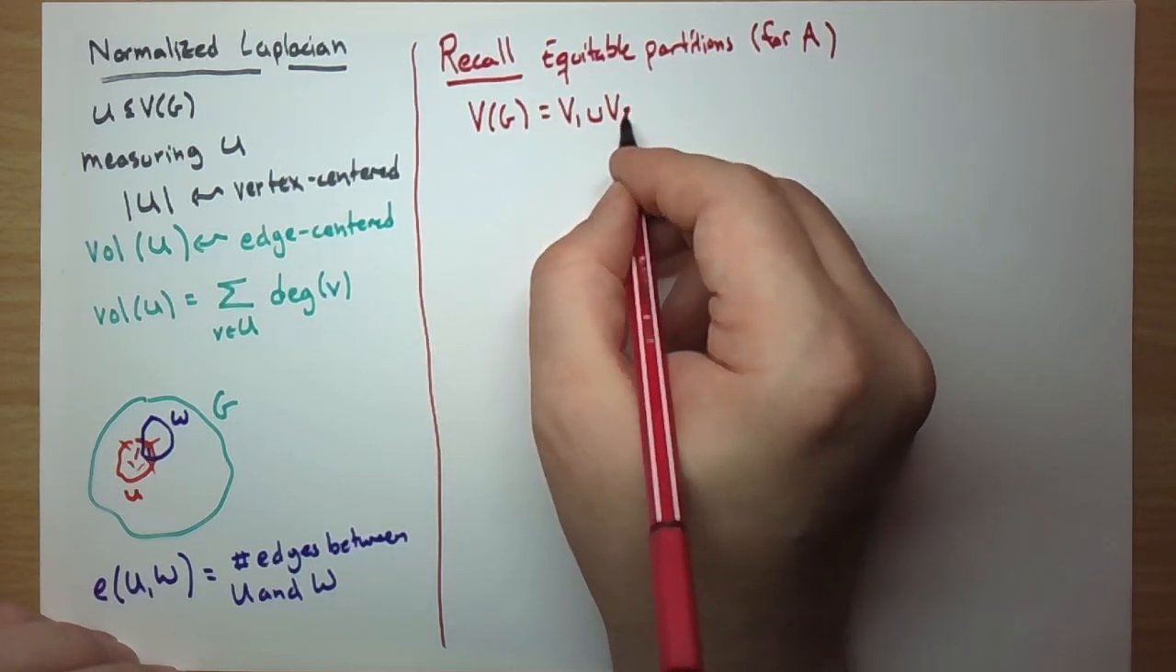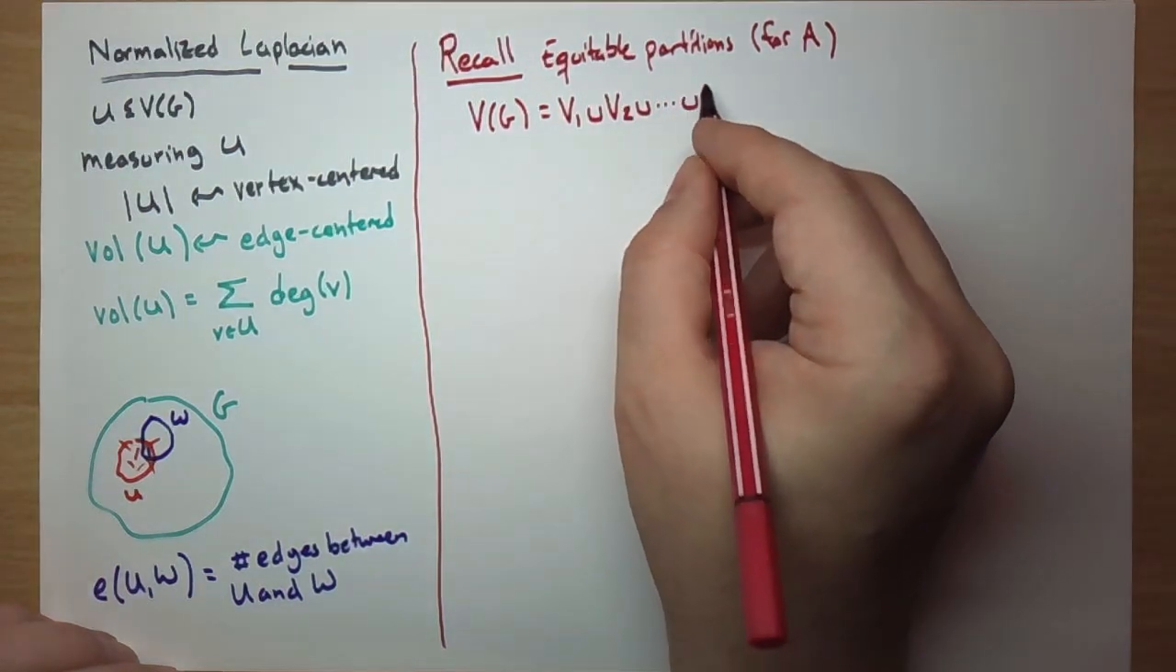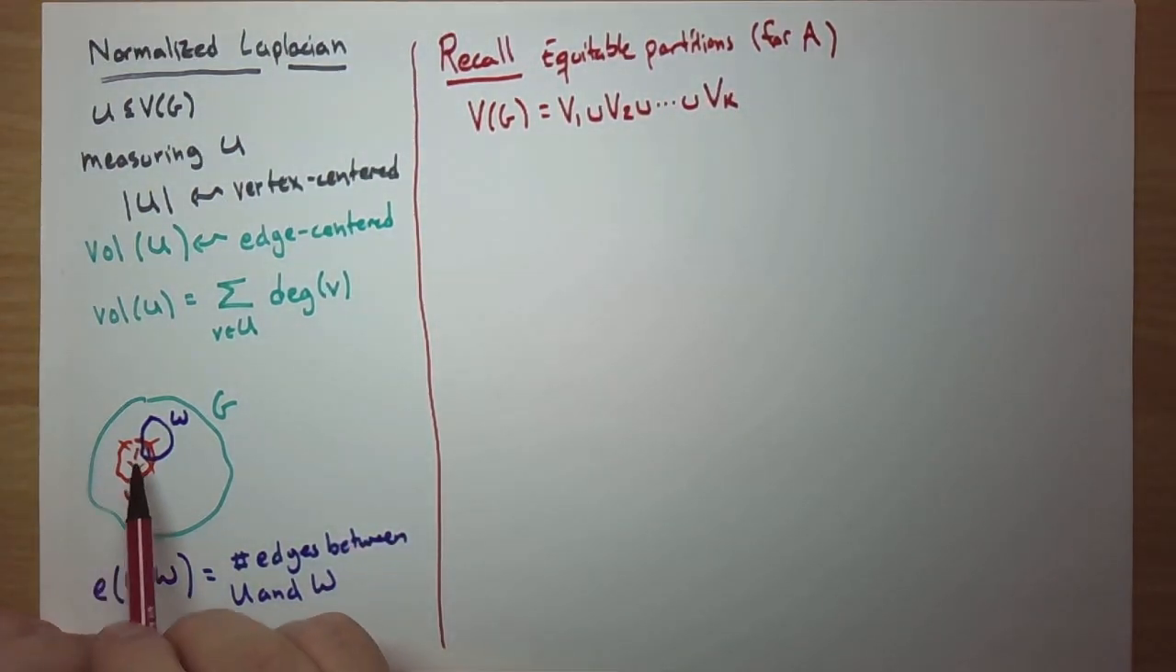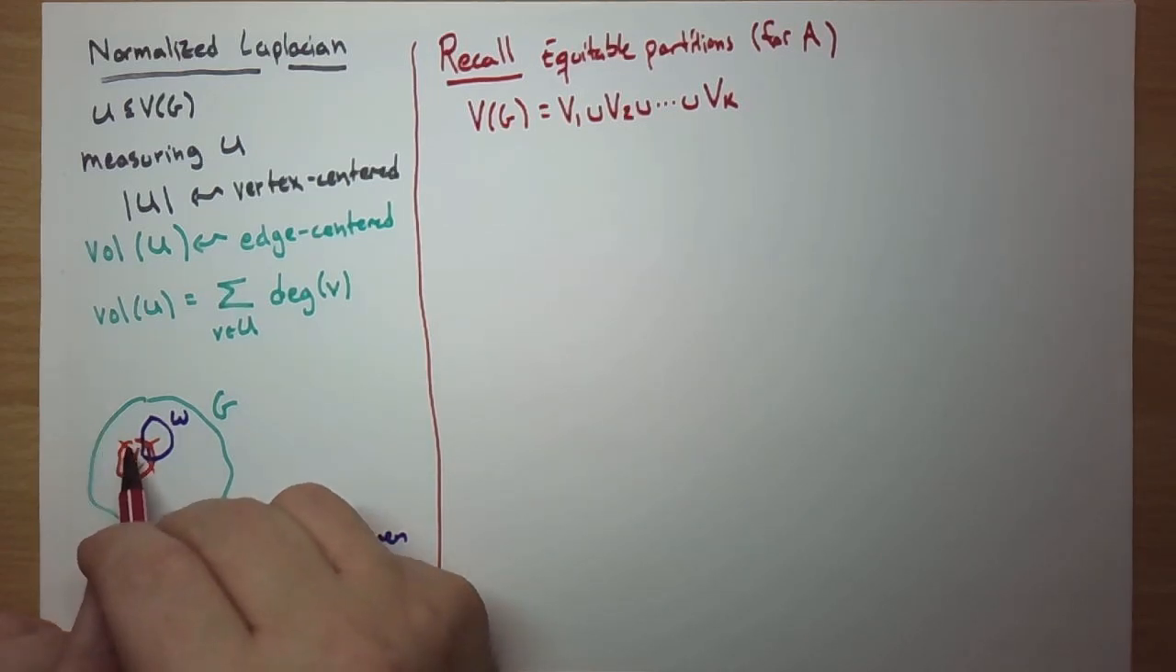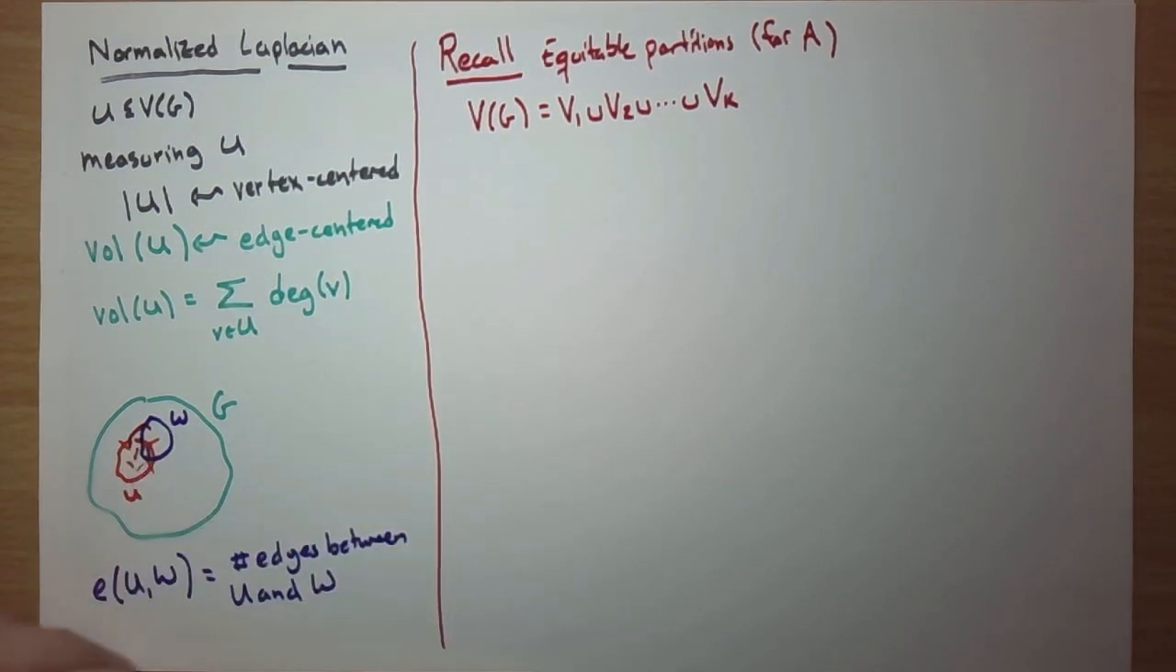So, are we counting those edges twice? No. Which edges? Between U and W. If it's in the overlap, those get counted twice. If it's not in the overlap, it gets counted once.